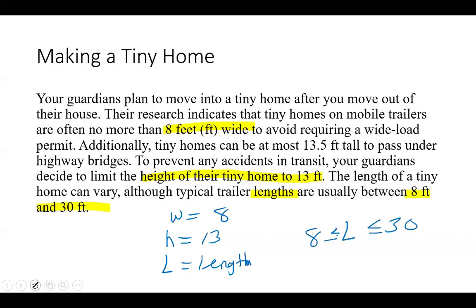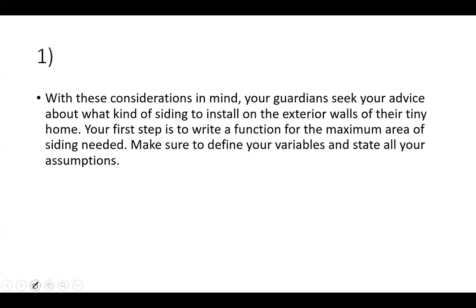Cool. All right. So the first thing we're tackling here is that your guardians seek your advice about what kind of siding to install on the exterior walls of their tiny home. Your first step is to write a function for the maximum area of siding needed. Make sure to define your variables and state all your assumptions.